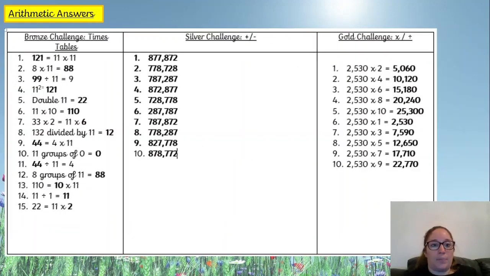Okay, here we go. Like I said previously, just double check your silver answers, okay, because it can be quite tricky to get those in the right order. Super job.